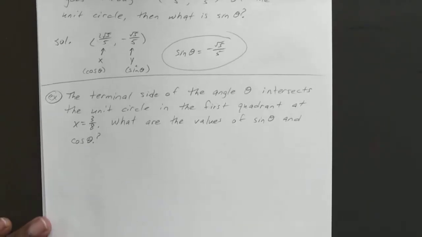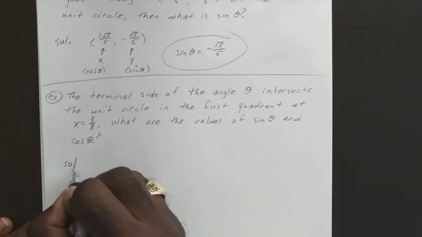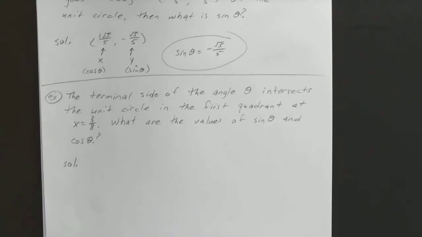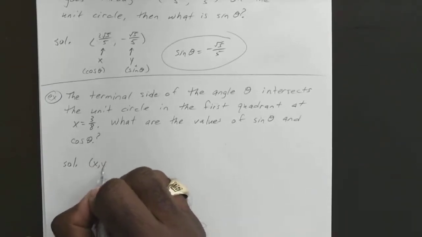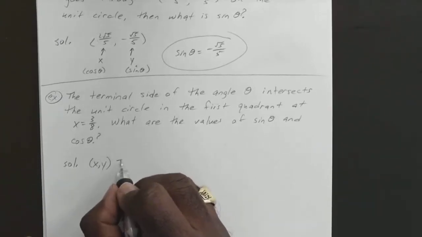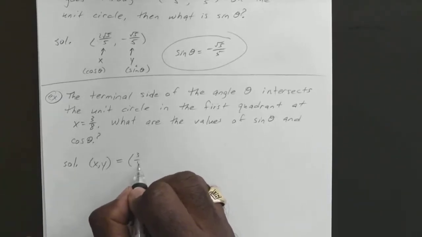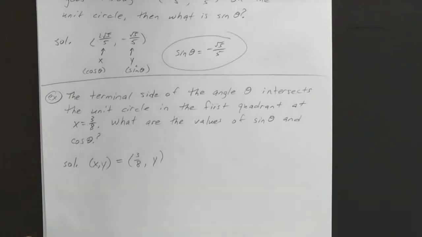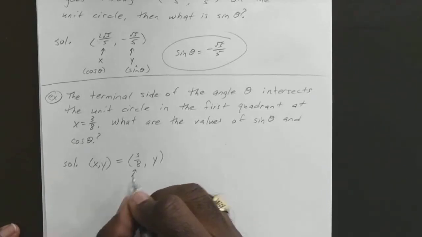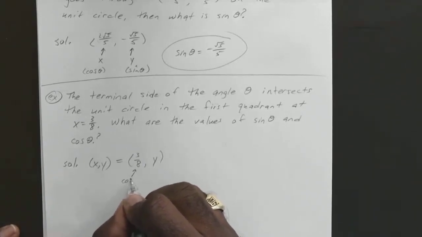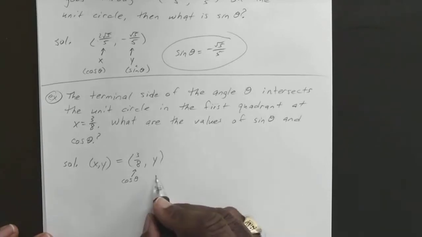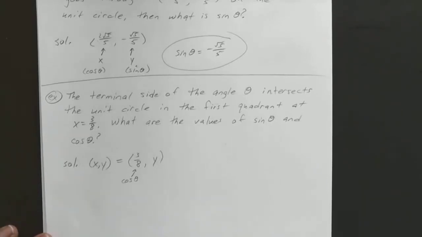Okay. Now for this one, it's really kind of a throwback to the first example we had, because we know our x comma y is just 3 over 8 and our y. So we know our x is equal to cosine of theta. So we have that already. All we have to do is find our sine of theta.